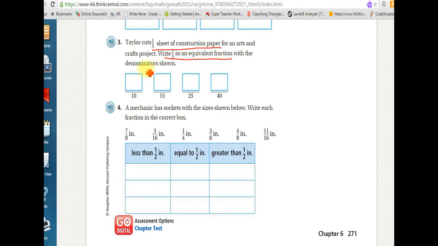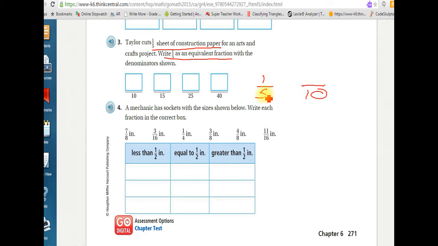with the denominators shown. So here are the denominators: 10, 15, 25, 40. Okay. So in order to do this, I want equivalent fractions, so I want them to equal 1/5. Well, it tells me what I have to have the denominator be, 10. So now I just have to look at this situation and decide, okay, I have the two denominators, so that's what I want to focus in on. I don't have both of the numerators.